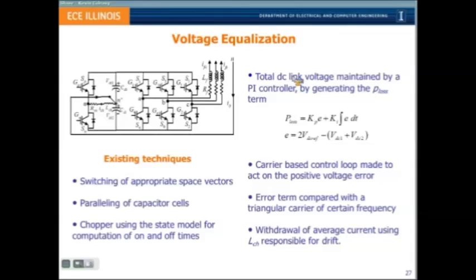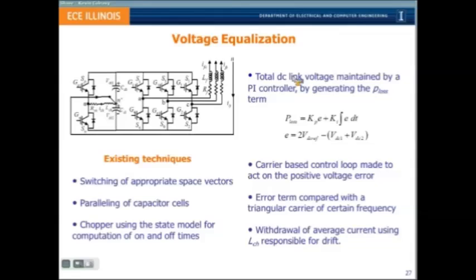Now this is what is being done in this work. We know that the total voltage is being regulated by an external PI controller. Now we look at the positive error. In this case, let's say there was a positive DC component. This causes an increase in voltage because this capacitor will have an increased voltage level. So we compute the error, which is VDC ref minus this voltage, which will be positive.